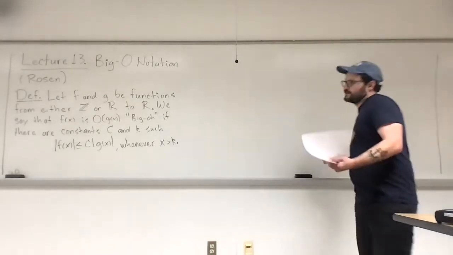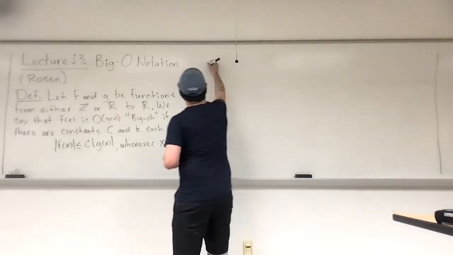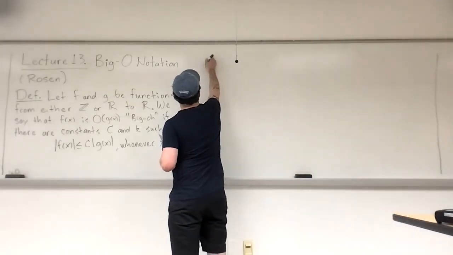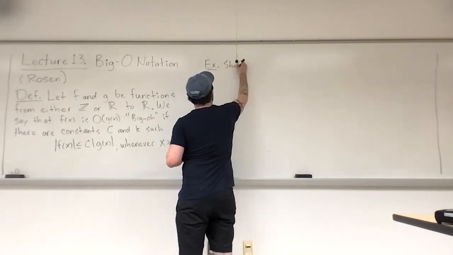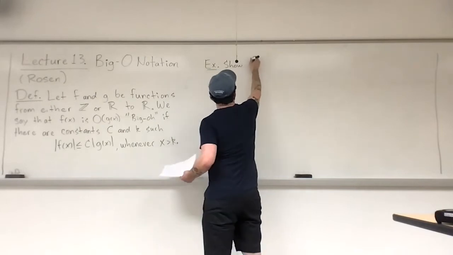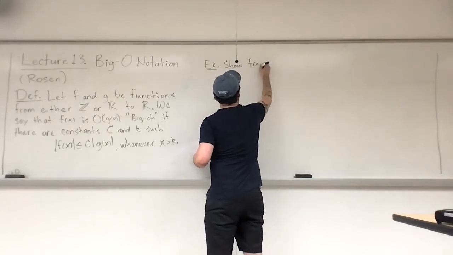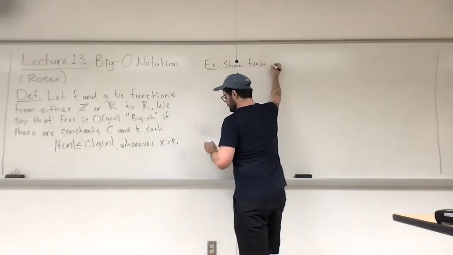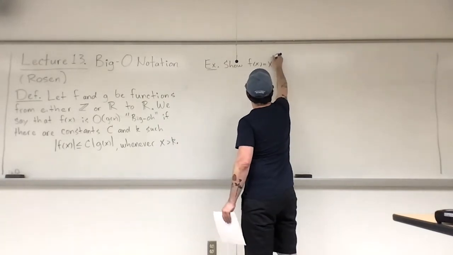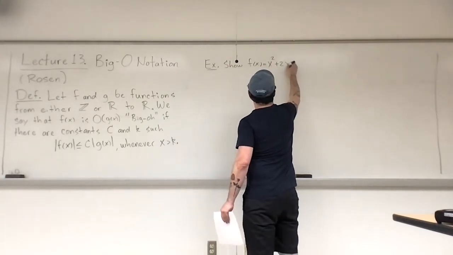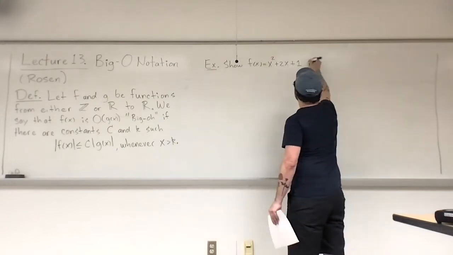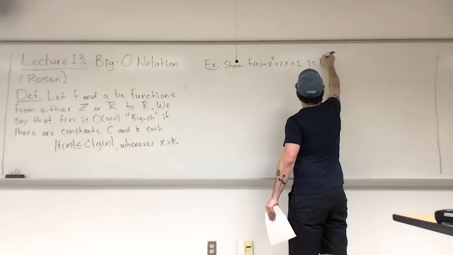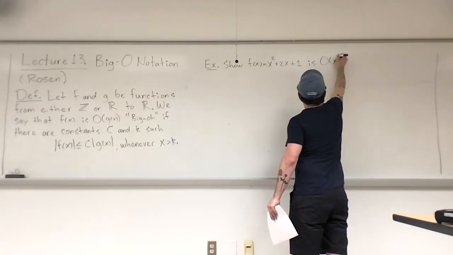So let's look at an example, and we'll do several examples. Show f of x equals x squared plus 2x plus 1 is big O of x squared.